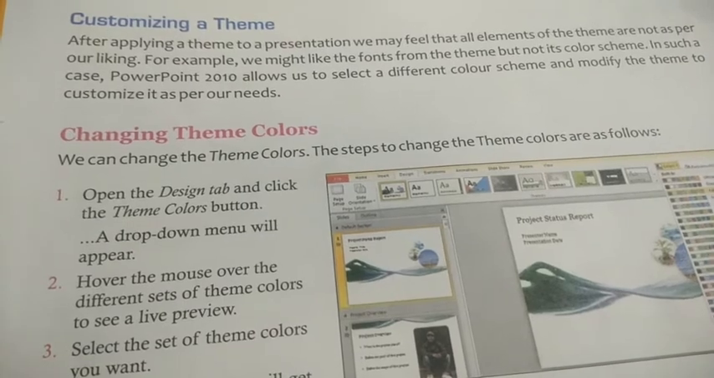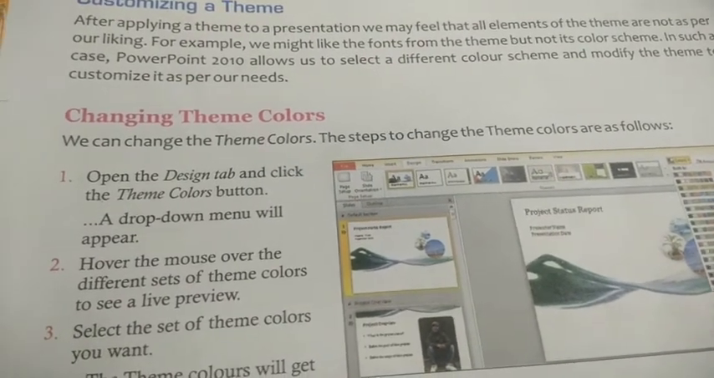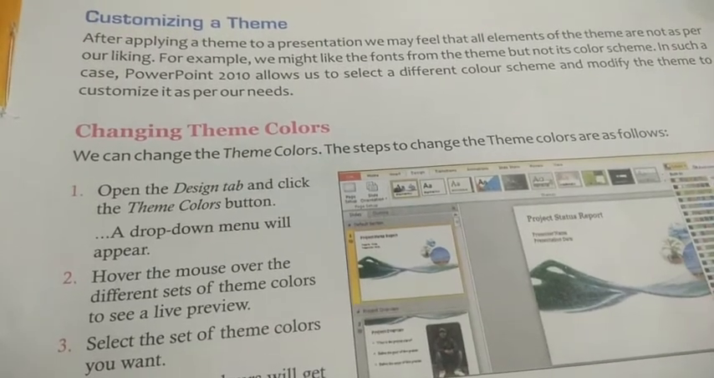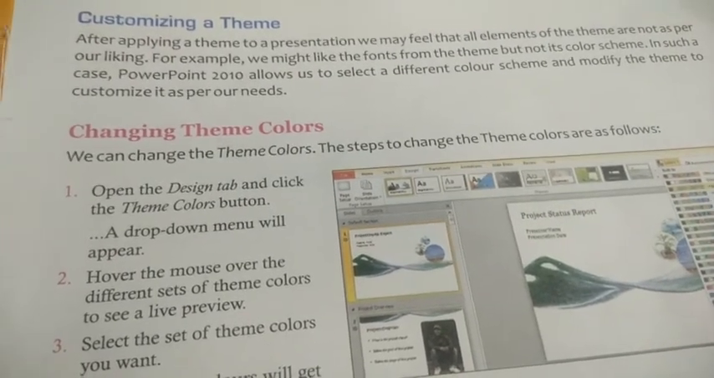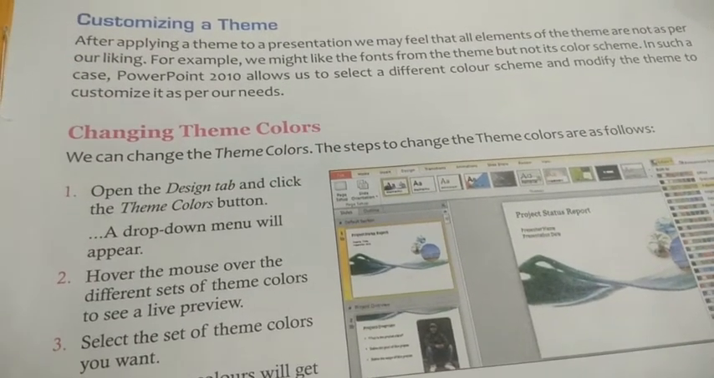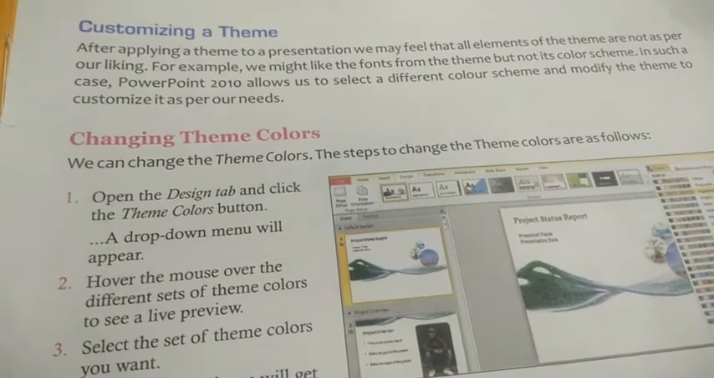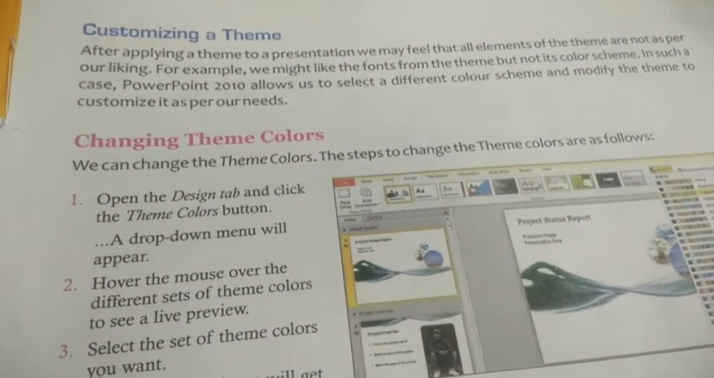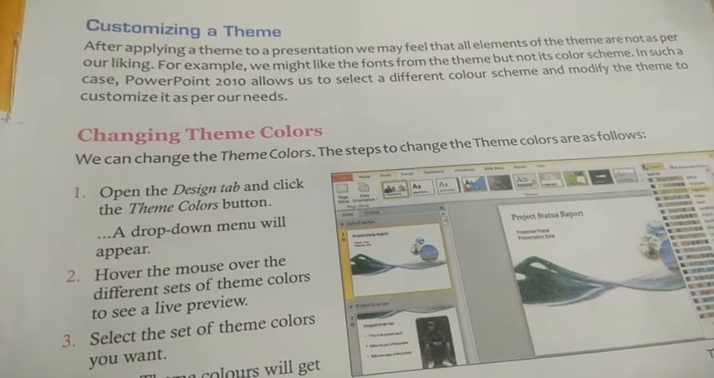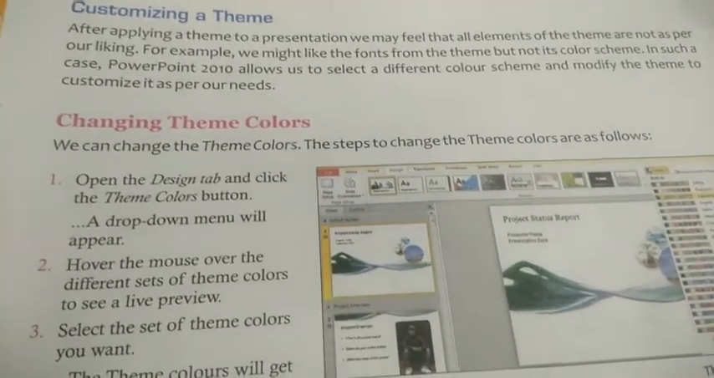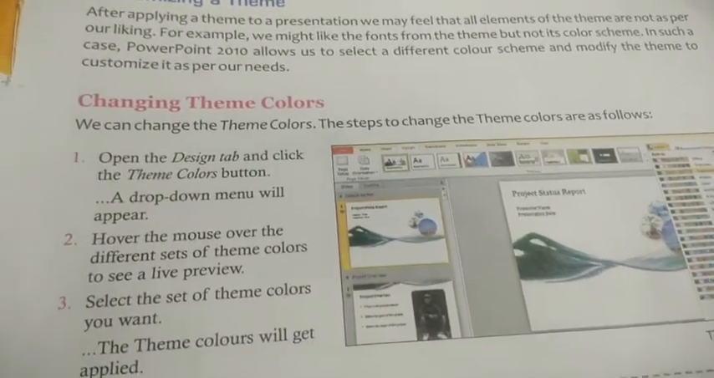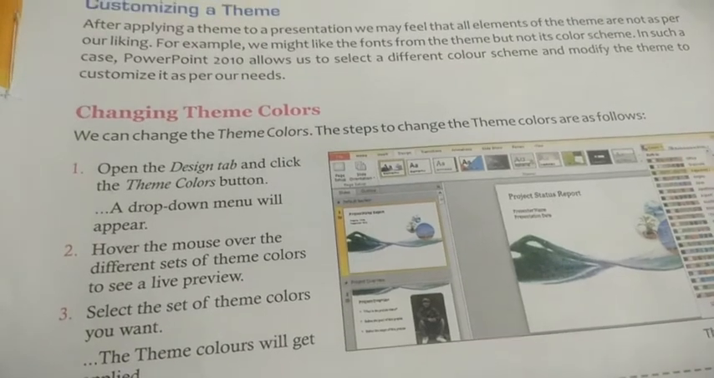The steps to change the theme colors are as follows. First, open the Design tab and click the Theme Colors button. Then a drop-down menu will appear. Second, hover the mouse over the different sets of theme colors to see a live preview. Third, select the set of theme colors you want. Then the theme colors will get applied.